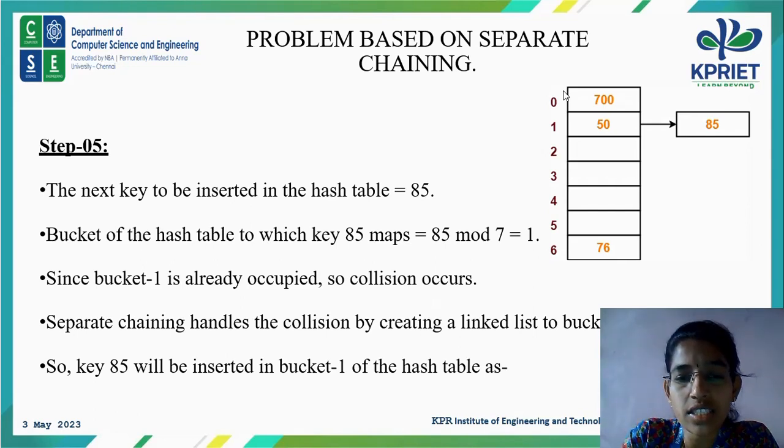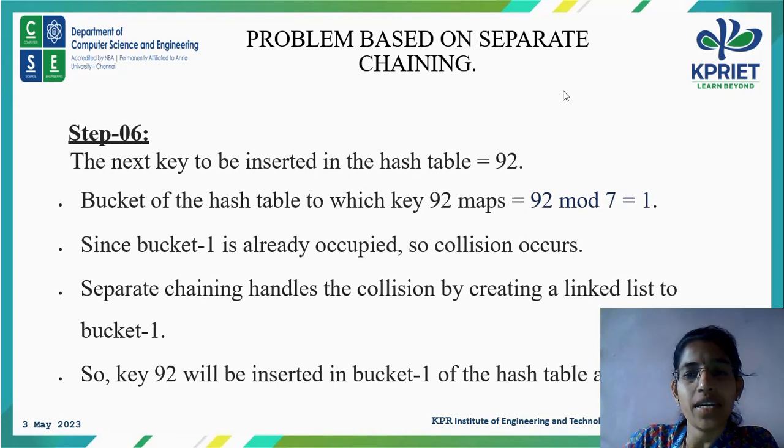So this is the concept of collision. In this problem, I create a new node for the 85. This new node is connected with the first place. It is like the linked list concept. The node 50 is connected with the node 85. This is the concept of linked list. To avoid the collision, we can use this technique.